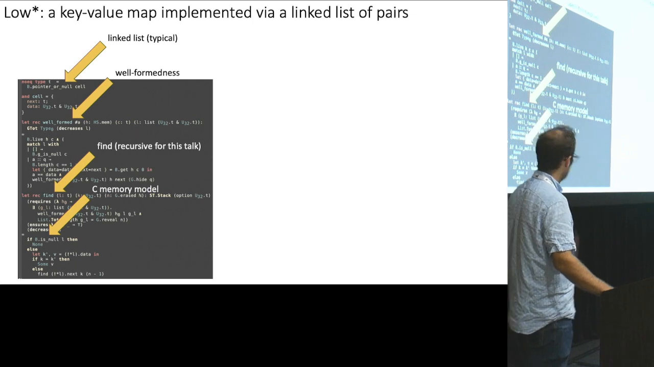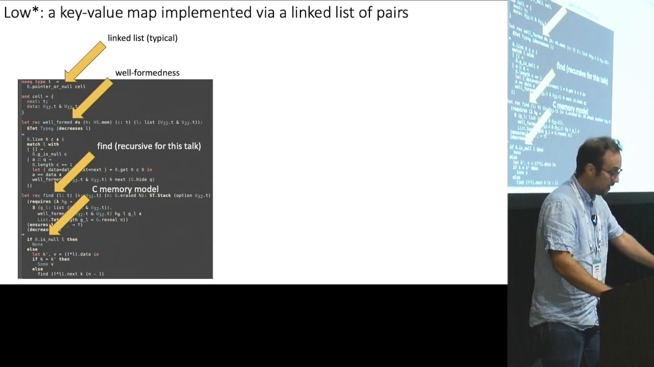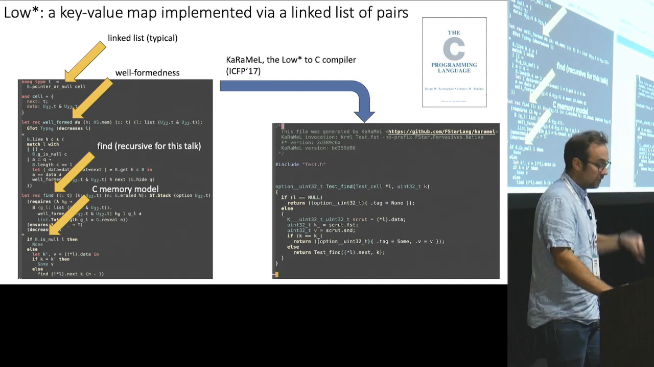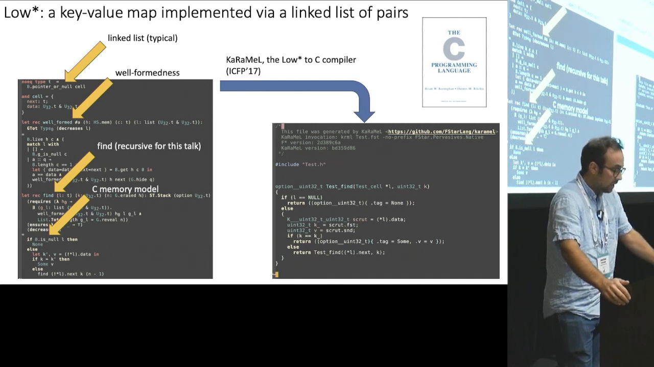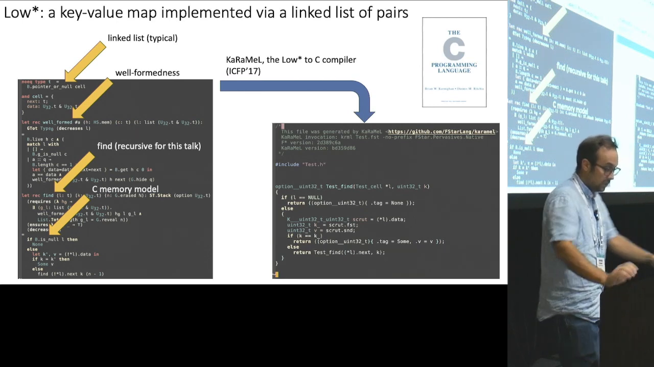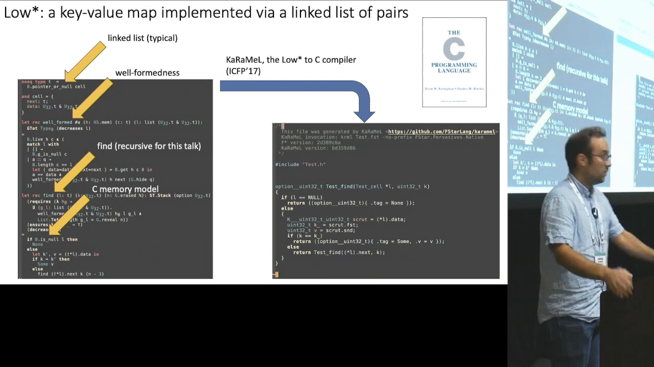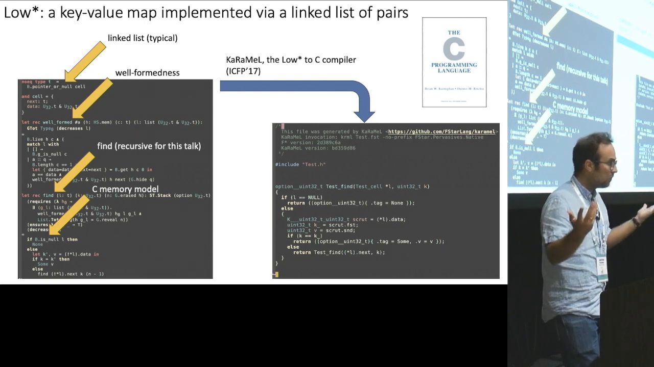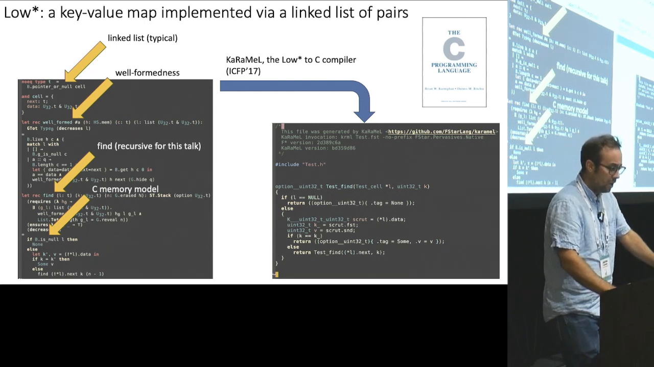We model the C memory model in F-star, and the way that this operates is that if your code fits into the LowStar subset, then it's eligible for compilation to C via a dedicated compiler called KaRaMeL that will generate C code out of this. And this is actually verbatim what comes out of the compiler on the right. So great, you can do things like a linked list.